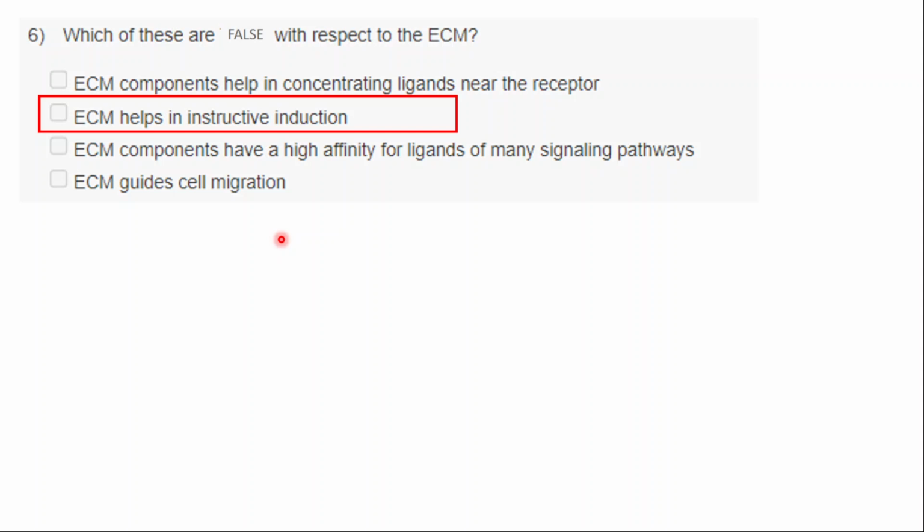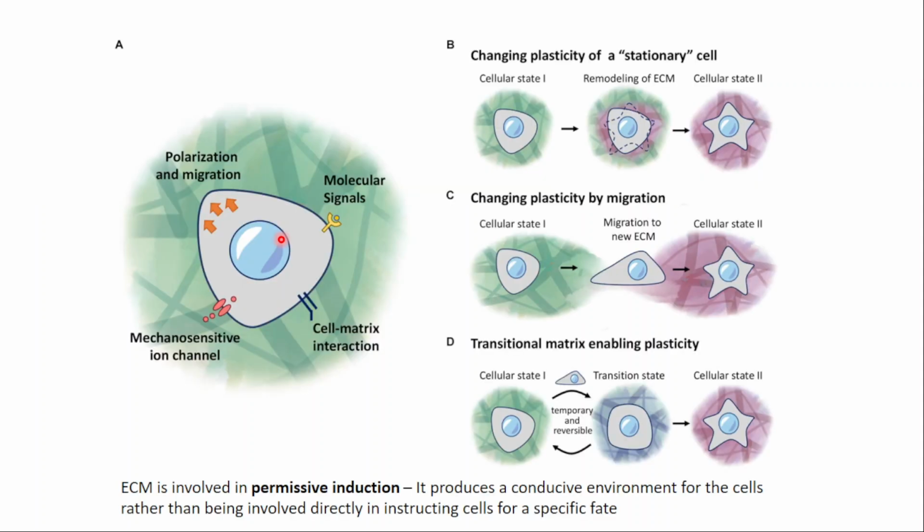So, instructive induction, as we see here, let me tell you, instructive induction, we mean here that a signaling molecule is directly involved. Now you might argue there can be signaling molecules from the ECM which are involved. So there are certain examples, but which is not majorly the role of ECM. So if you see, there are certain integrin interactions which can signal through the ECM to the cell to differentiate into a certain thing. But ECM is the extracellular environment of the cell, and interactions with the ECM can create a permissive induction. What happens in permissive induction? It produces a conducive environment for the cells rather than being involved directly in instructing cells for a specific fate.